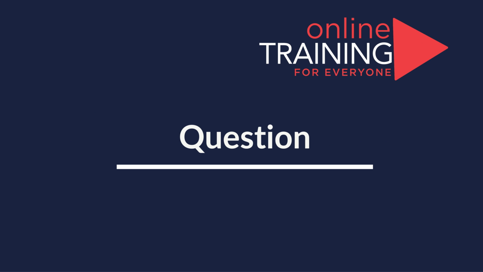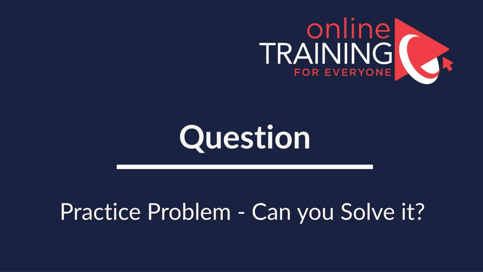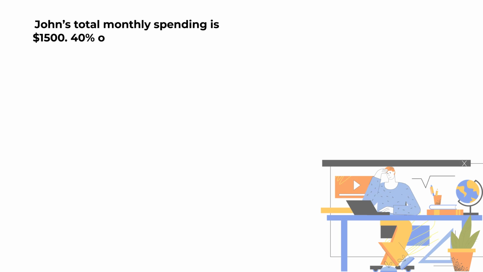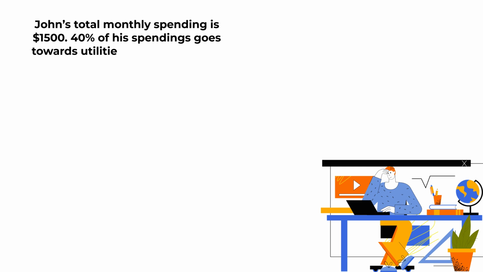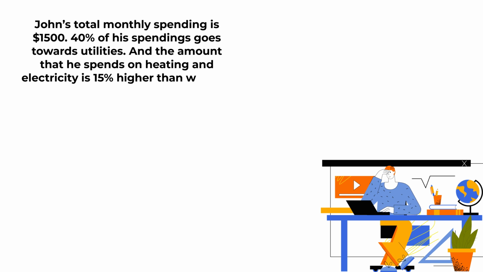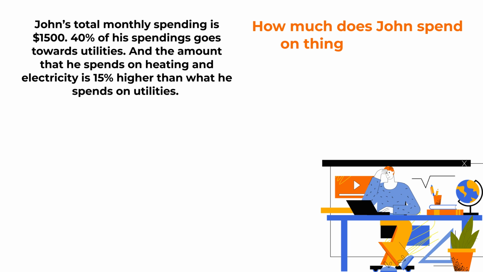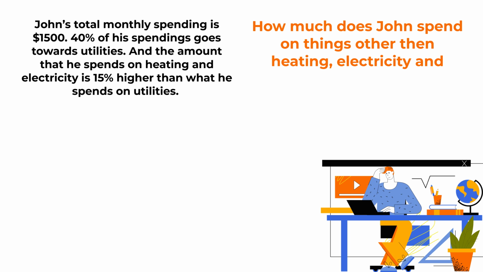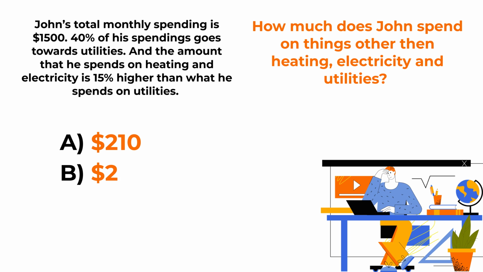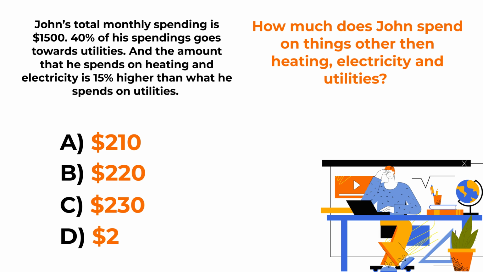Here's an interesting question you might easily get on the test. John's monthly spending is $1,500. 40% of his spending goes toward utilities, and the amount that he spends on heating and electricity is 15% more than what he spends on utilities. How much does John spend on things besides heating, electricity, and utilities? You're presented with 4 different choices. Choice A, $210. Choice B, $220. Choice C, $230. And choice D, $240. Do you see the answer?